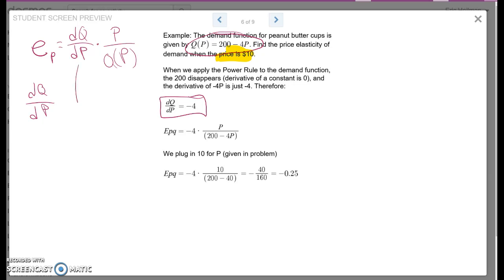Okay, so we figured out the first part. And as I said on the previous slide, the second term here is just price over whatever the demand function given was. So this is P over the demand function. The demand function was 200 minus 4P. So now we just plug in the price that was given in the problem, which was $10. So we just plug that in for P. We get negative 4 times 10 over 200 minus 40, and we get negative 0.25. So the price elasticity of demand for this function at $10 is negative 0.25.